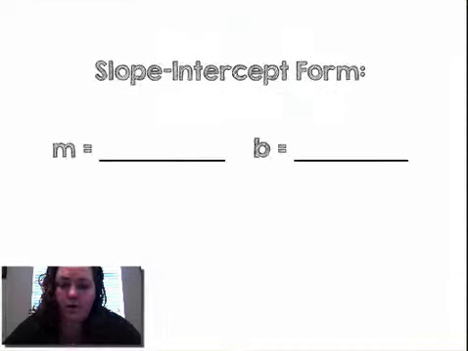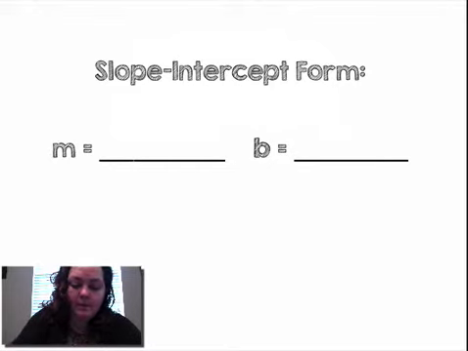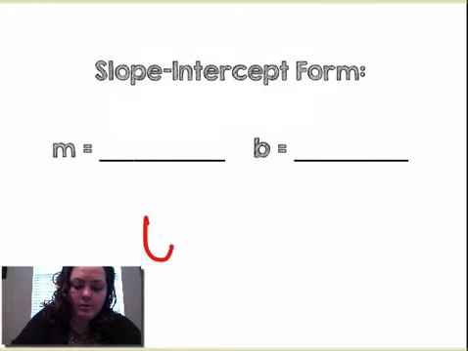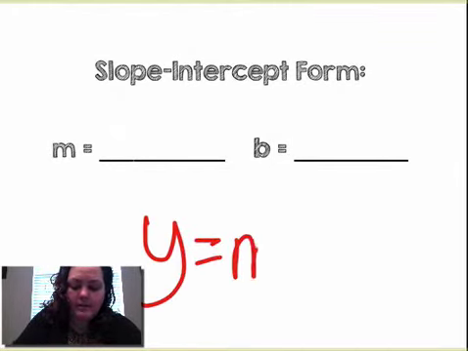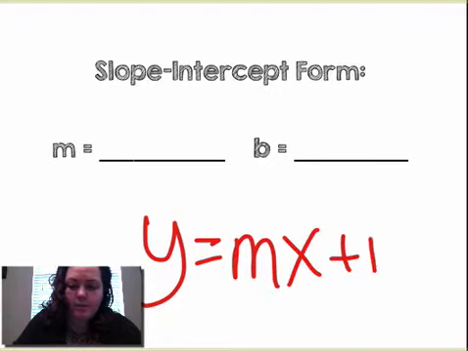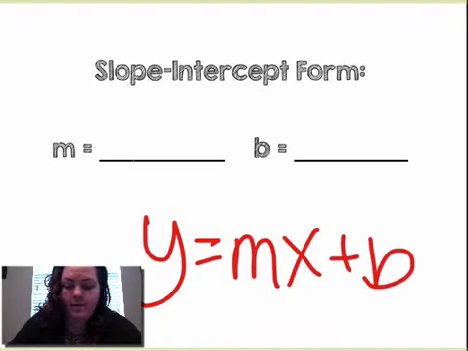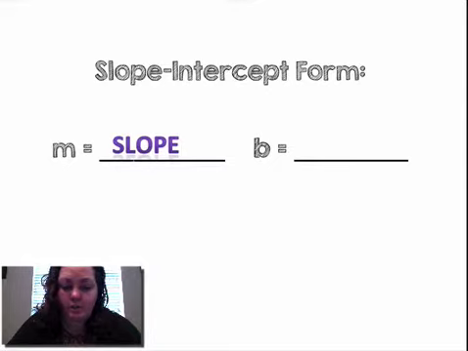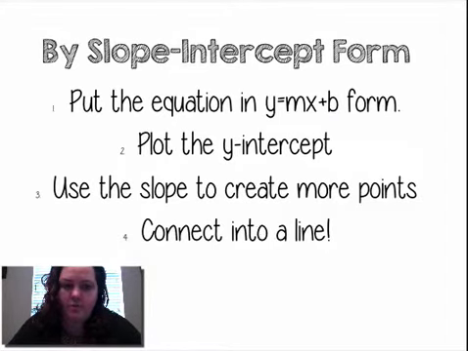So, to remind you, slope-intercept form, remember it's y equals mx plus b. So, y equals mx plus b, where m stands for your slope and b stands for your y-intercept. And that's what we plug in when we're graphing. So those are the two pieces we're going to look at.